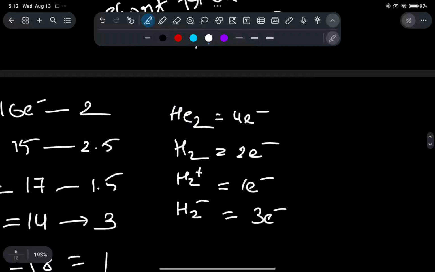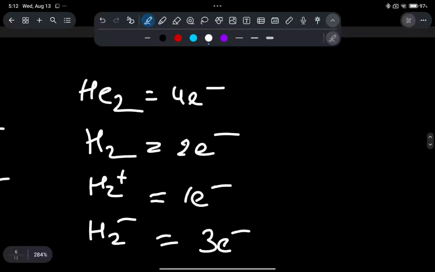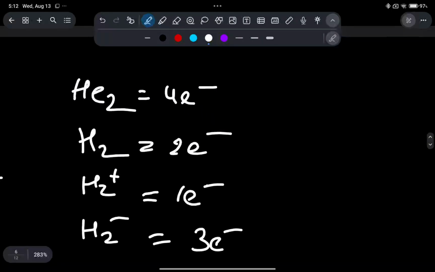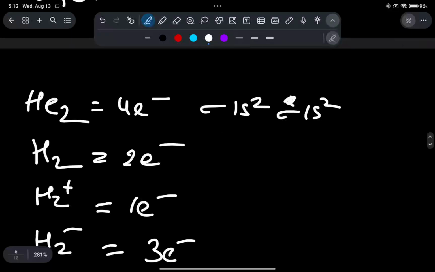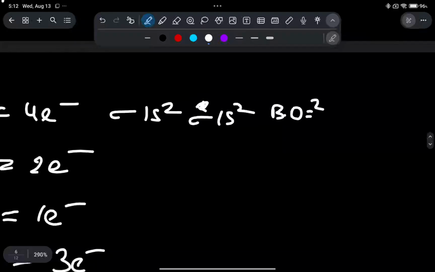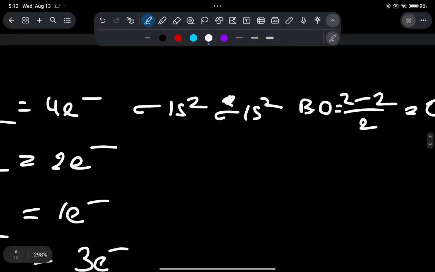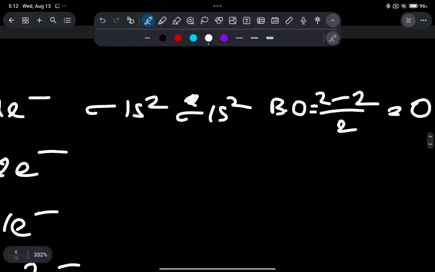But how to write this bond order? You should write normal only. But for this, you can write very short configuration. No need of bigger configuration. For He2, 4 electrons: sigma 1s2, sigma star 1s2. I have written. So bond order is equal to 2 minus 2 by 2 equals 0.